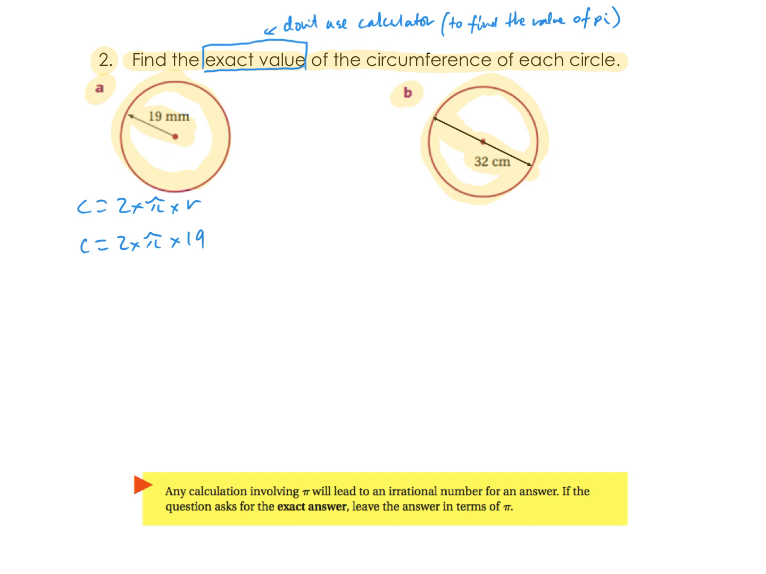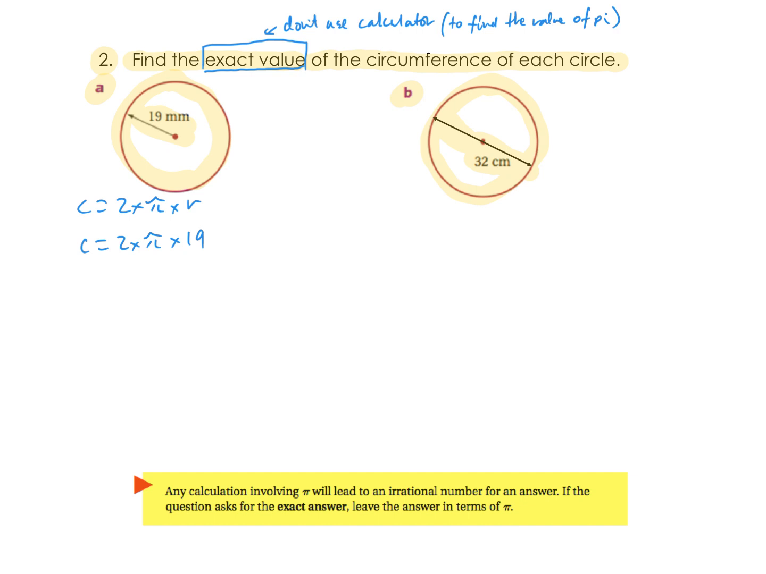Now remember, we're not allowed to use our calculator to find the value of pi. We can't do that. Which means we do every other part of the calculation and leave this as it is. We don't replace this with 3 or 3.14 or 22 on 7 or 355 on 113. We leave it as it is.